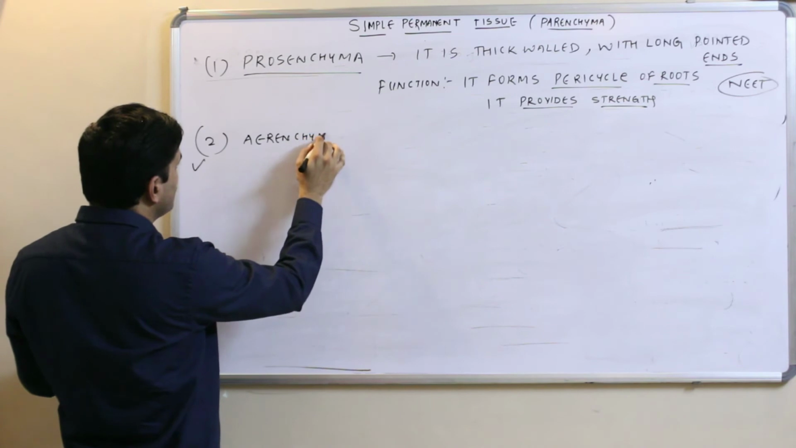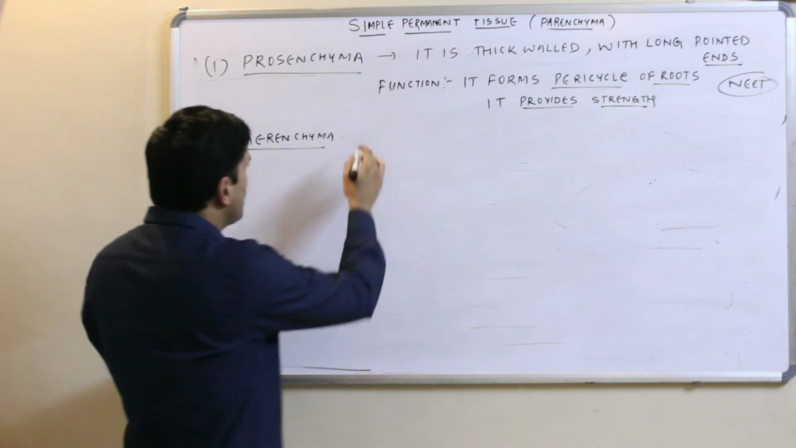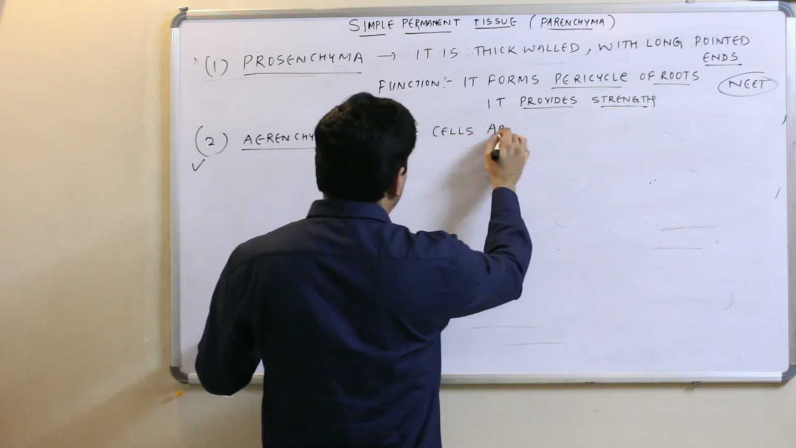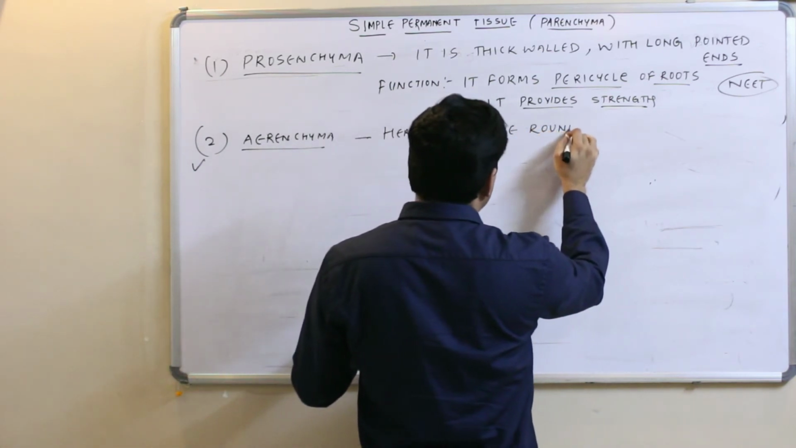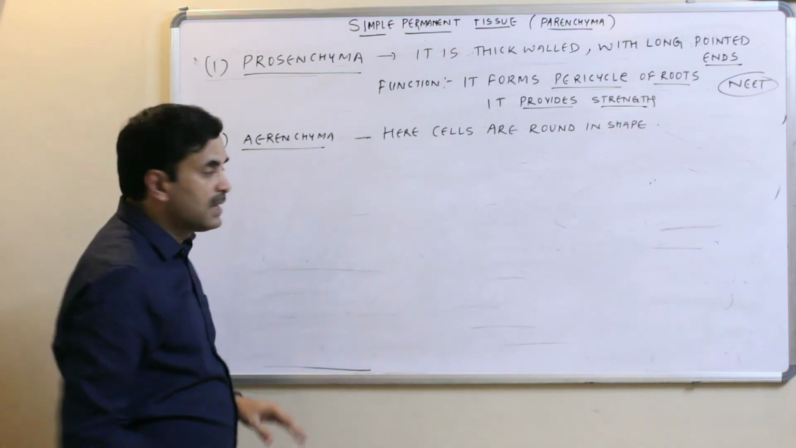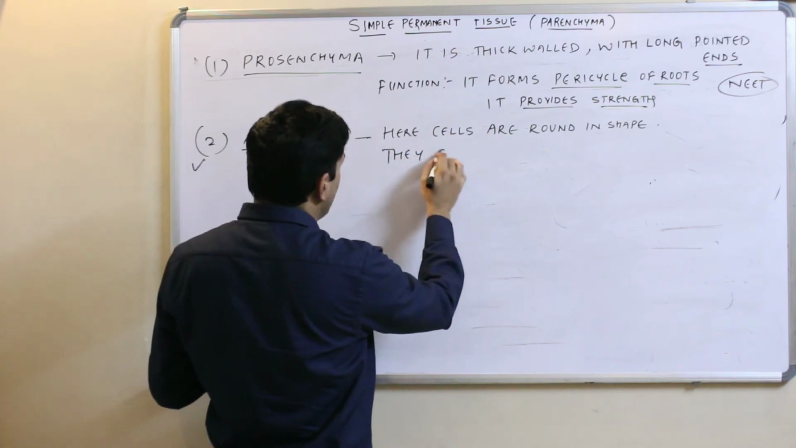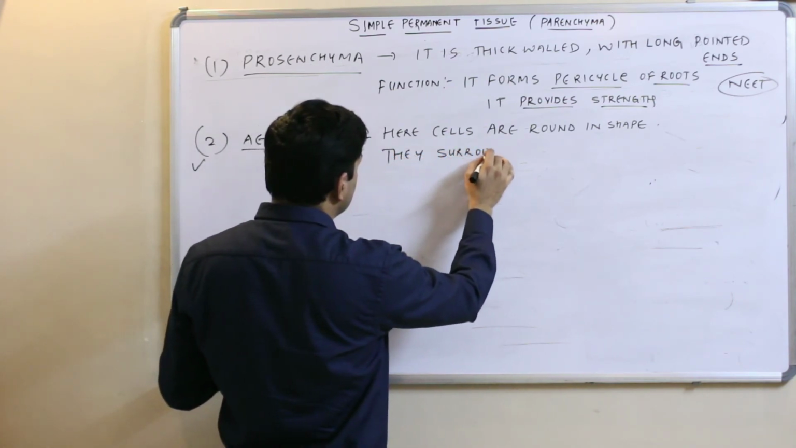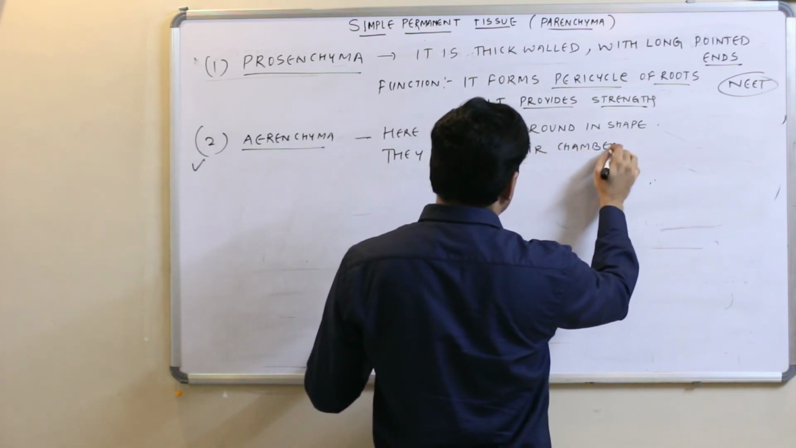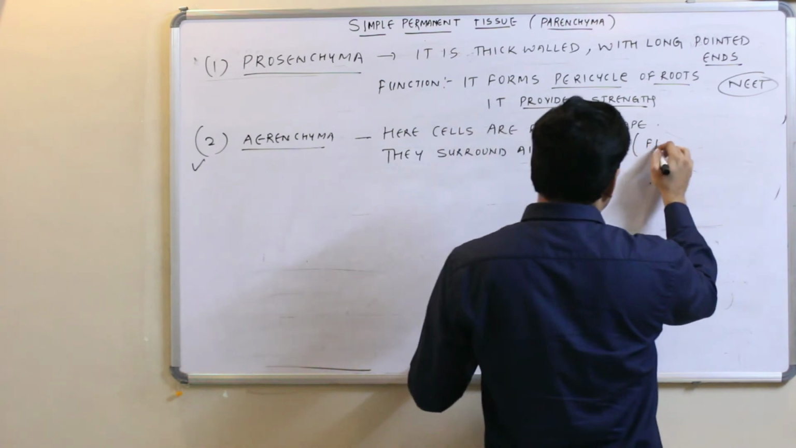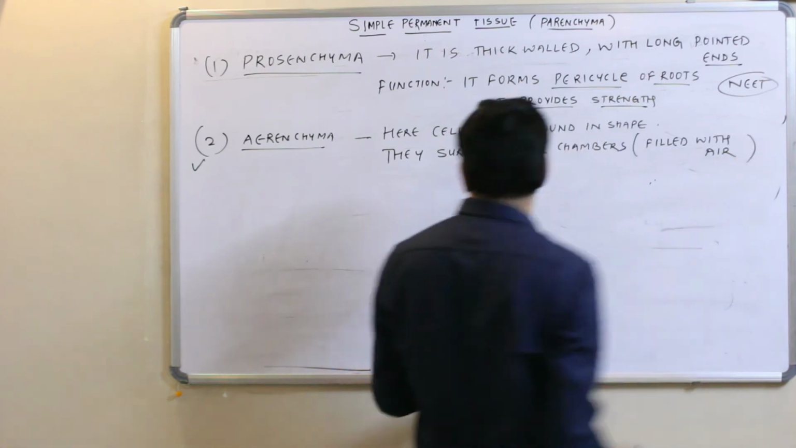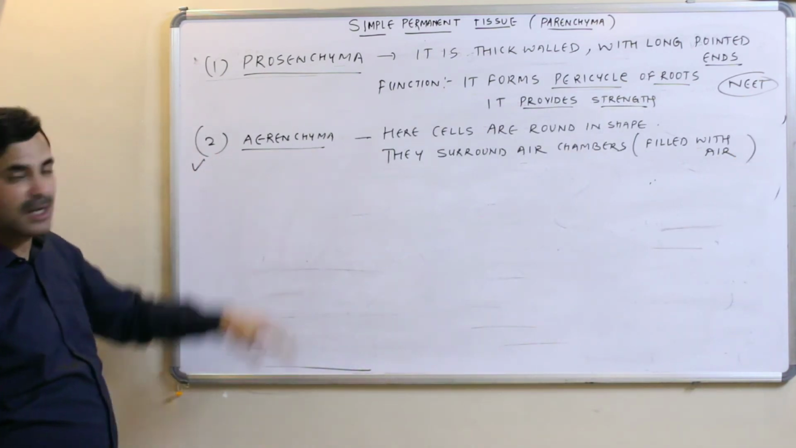Now, number 2 is a very, very important one: Aerenchyma. The cells of Aerenchyma are round in shape. They surround air chambers filled with air.